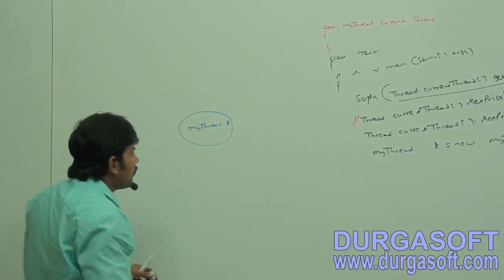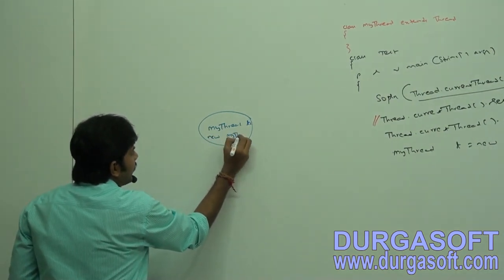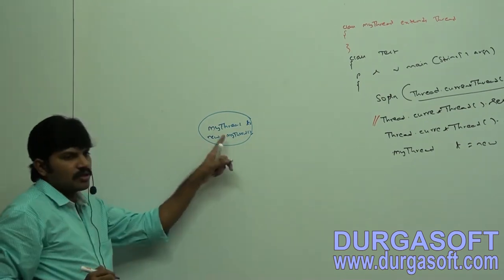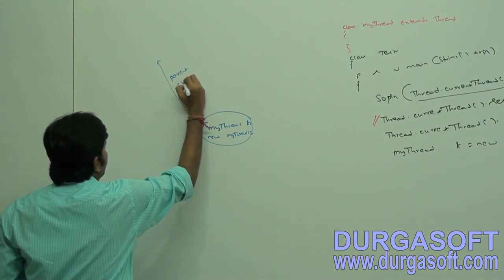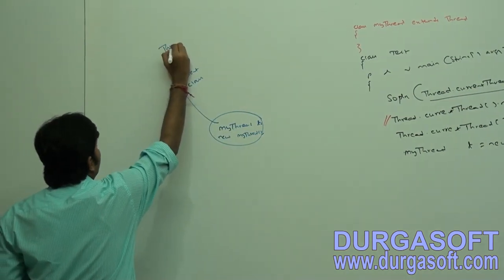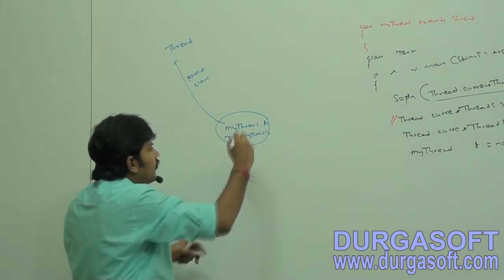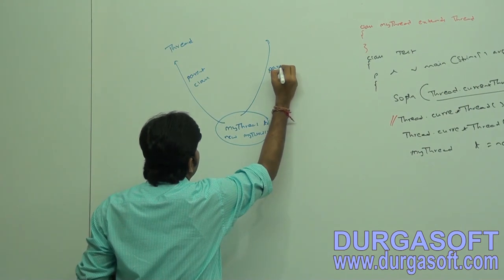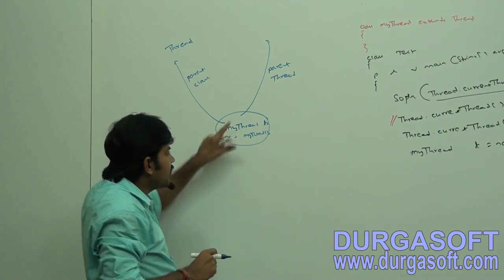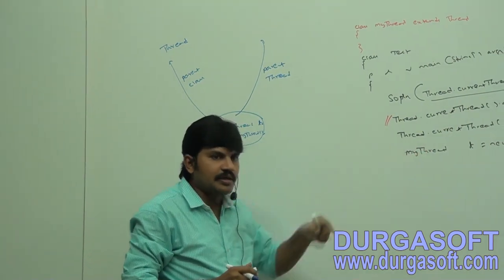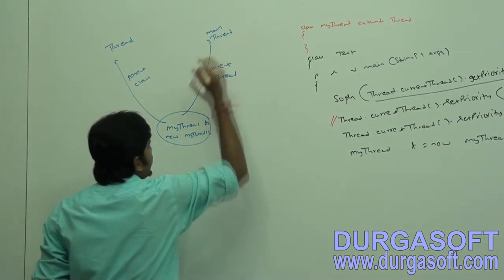I have my thread t. For this, my thread t is equal to new my thread. Can you tell which one is the parent class for my thread? Thread is the parent class, my thread extends thread. But for this, which one is the parent thread? Parent thread is nothing but which thread executes this line. Main. That's why main thread is the parent.